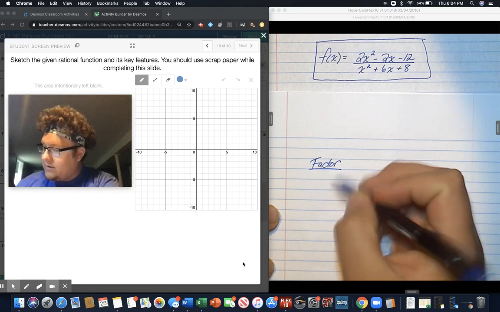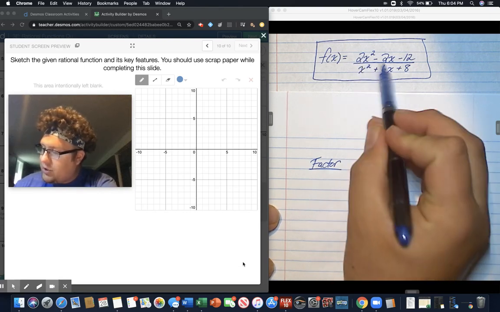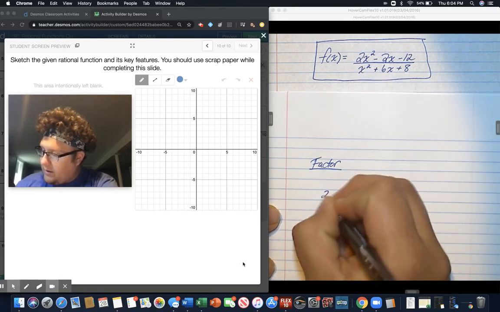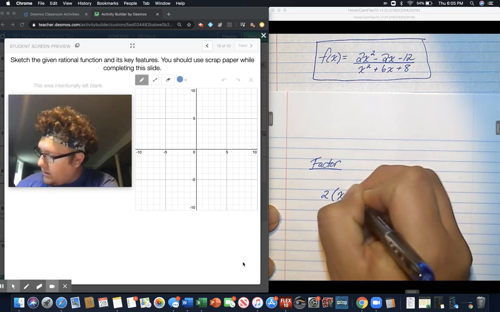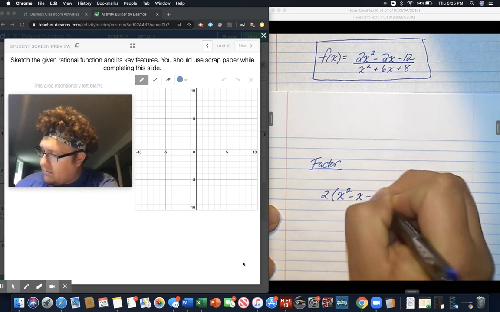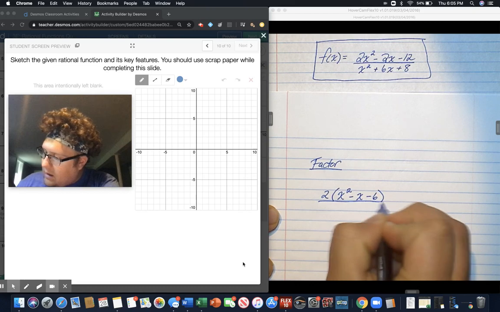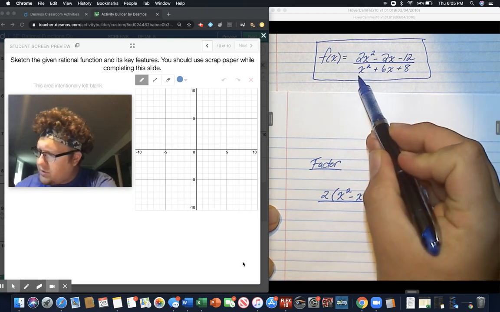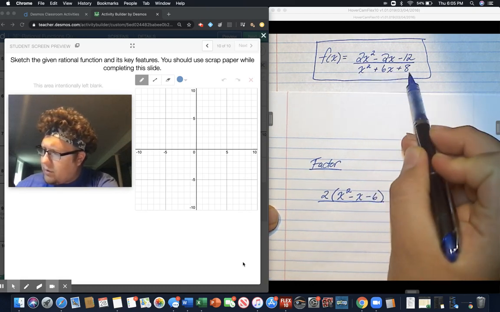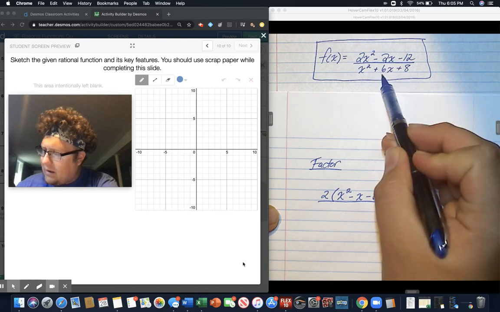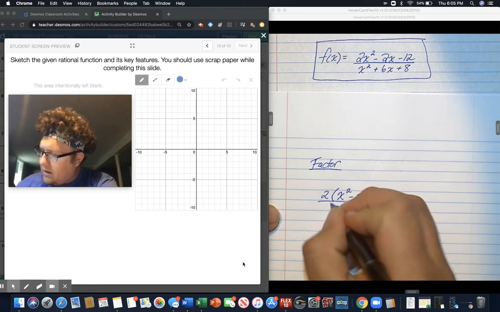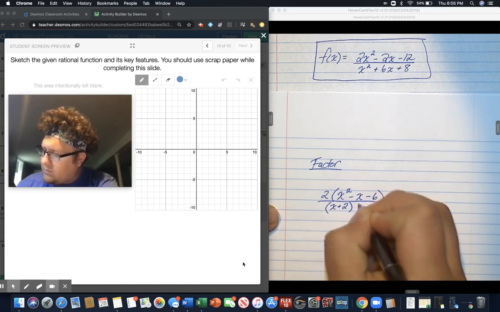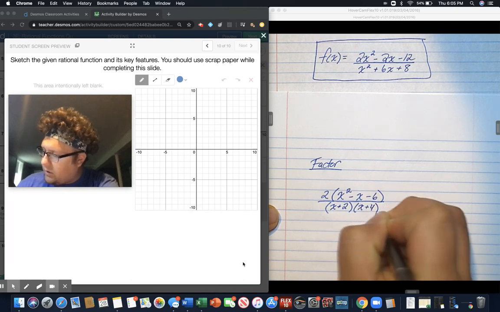Welcome back. So first things first, I see a 2 and a 12. So I'm going to take that out, and I'll be left with x squared minus x minus 6. And I look at the bottom, we have a coefficient of 1. So I'm looking for two numbers that multiply to 8 and add up to 6. And that is going to give me x plus 2 and x plus 4.